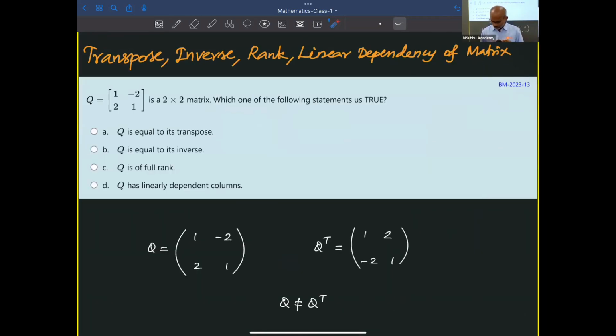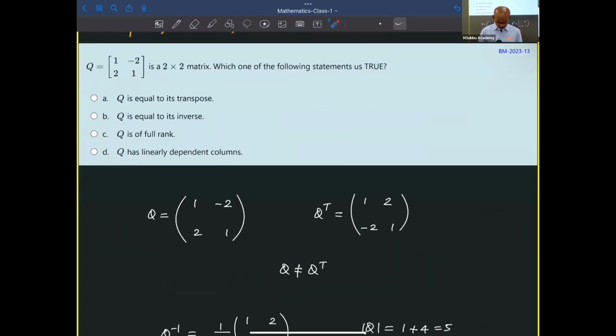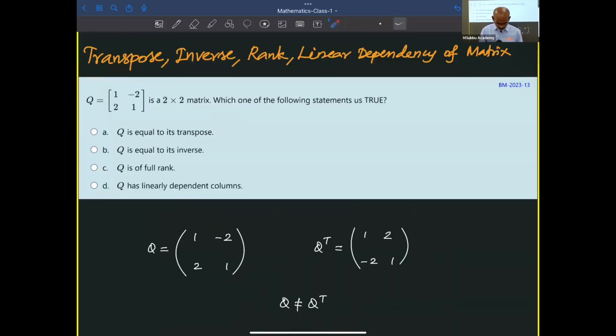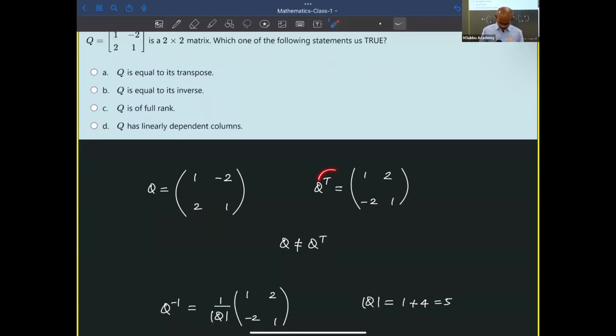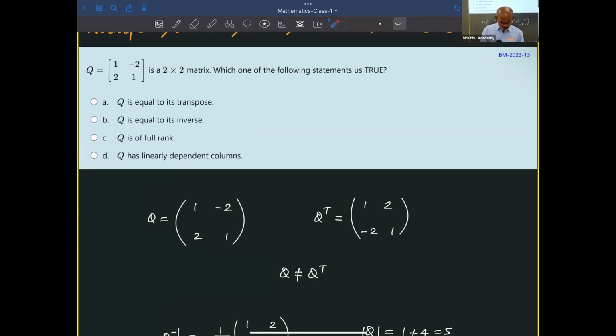Now, again, to simply recollect about the transpose and inverse, I have a very simple question here. So this is a simple 2 by 2 matrix, and the transpose is, what is it? Simply, a row is made as a column or a column is made as a row. So here we need to validate the statements. Which is the correct statement? Q is equal to its transpose. That is not correct, because Q and Q transpose are different. And Q equal to its inverse.